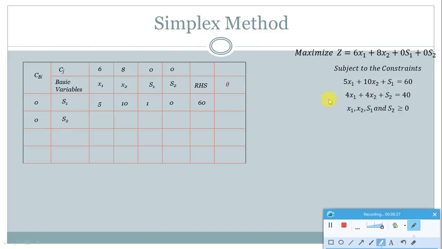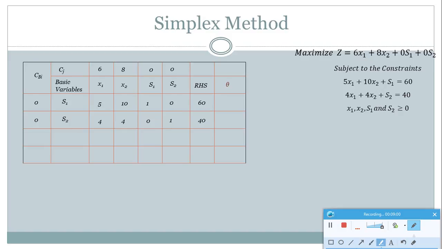In the second constraint, the coefficient of x1 is 4, so this will be represented in these rows. The coefficient of x2 is 4, the coefficient of s1 is 0, and the coefficient of s2 is 1. RHS of the second constraint is 40.